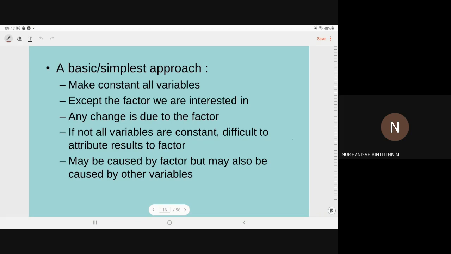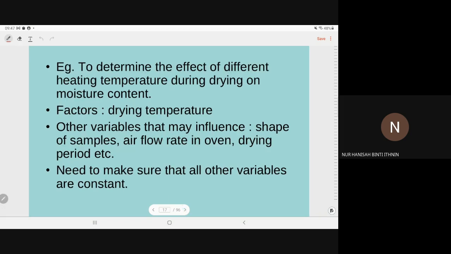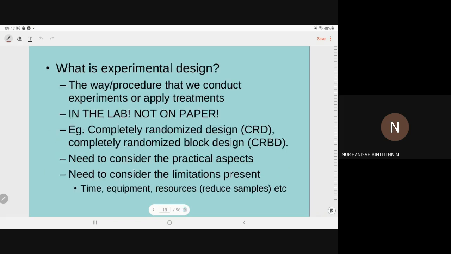So make everything constant except the factor. The factor is what we are interested in, so any change is due to the factor. This is just an example. We have done that. So what is experimental design?